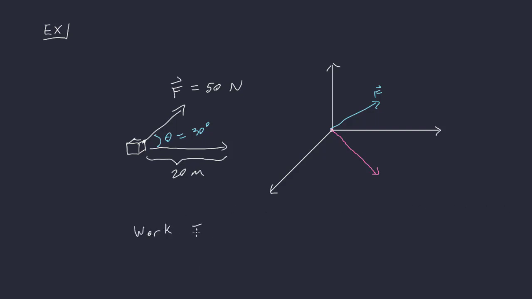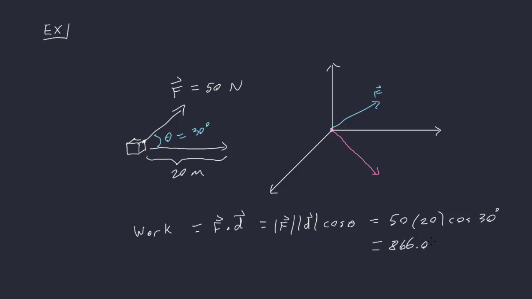All right, so then the work is going to be F dot D. Well, I don't know these as vectors. However, I know their magnitudes and the angle between them. So it's going to be 50 times 20 times the cosine of 30 degrees. Right? So notice that it doesn't actually matter that much that I'm in 3 dimensions here. So this just comes out to be, when I put it into my calculator, about 866.025 joules.